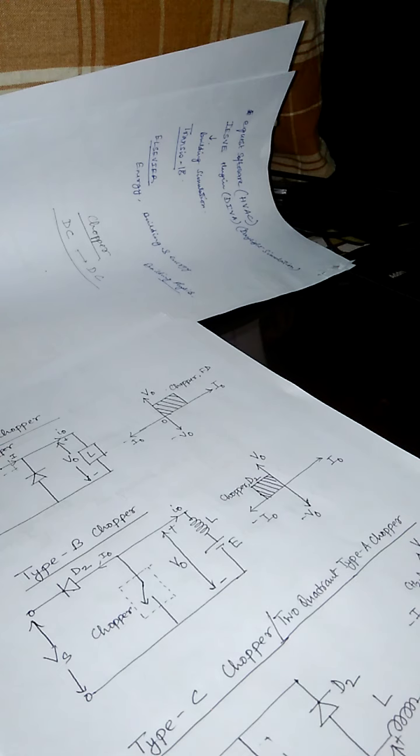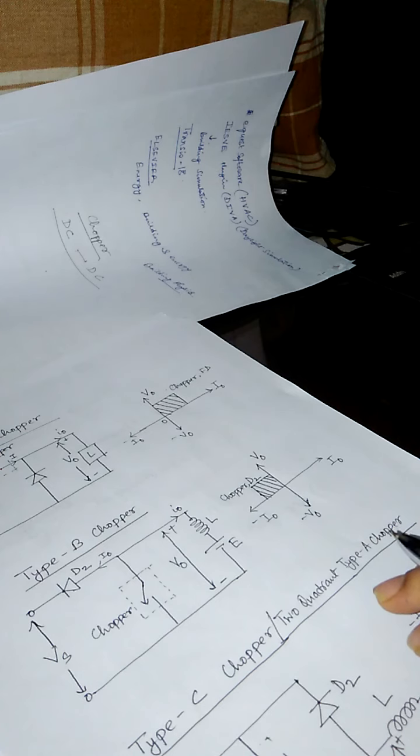Today's topic is the different quadrant operations of chopper circuit. Previously we already discussed the function of chopper and the classifications, like step up chopper and step down chopper, and the working principle of the chopper circuits. Now there is another part of chopper, that is the quadrant operations of chopper circuit.